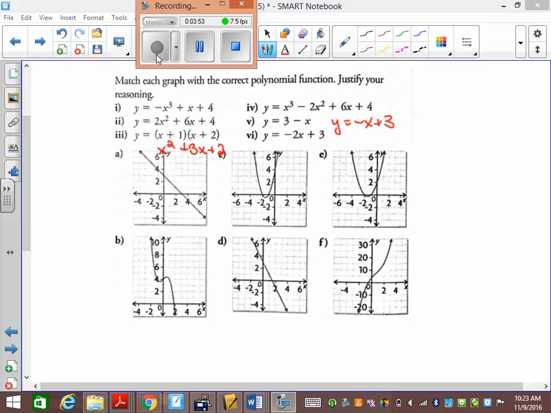B and f are cubic. And 4 and 1 are cubic. So this is 1, 2, 3, 4, 5, 6. So both of them have y-intercepts at +4, so that didn't narrow it down at all. But this one has a +1 in front of it, so I need to look for the one that's right arm is going up. This right arm is down, so it needs to have a negative leading coefficient. And this right arm is going up, so it needs to have a positive leading coefficient. So this one's going to go with 4. And this one's going to go with 1.